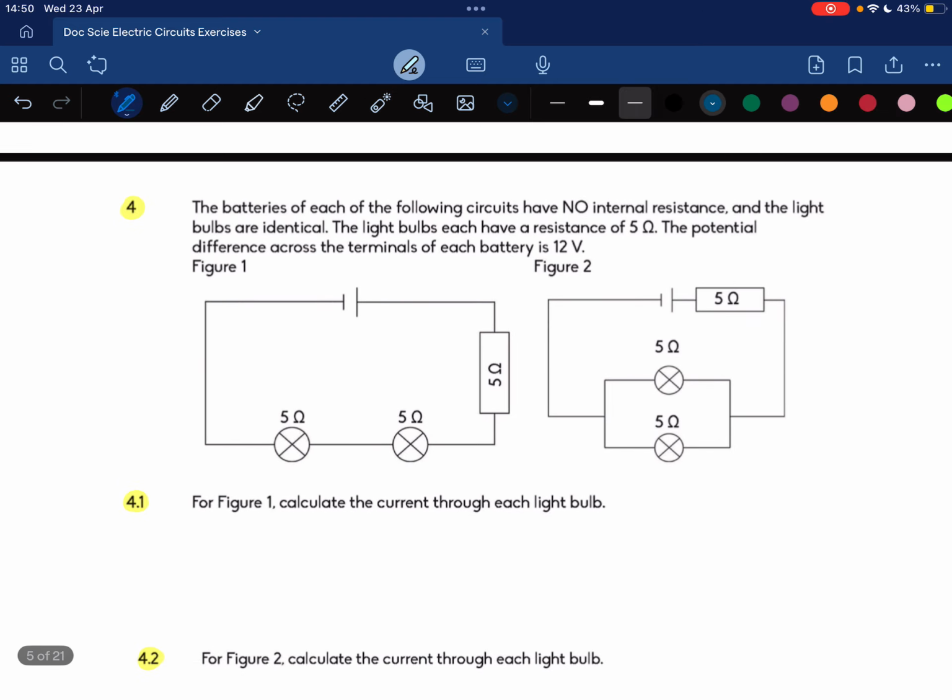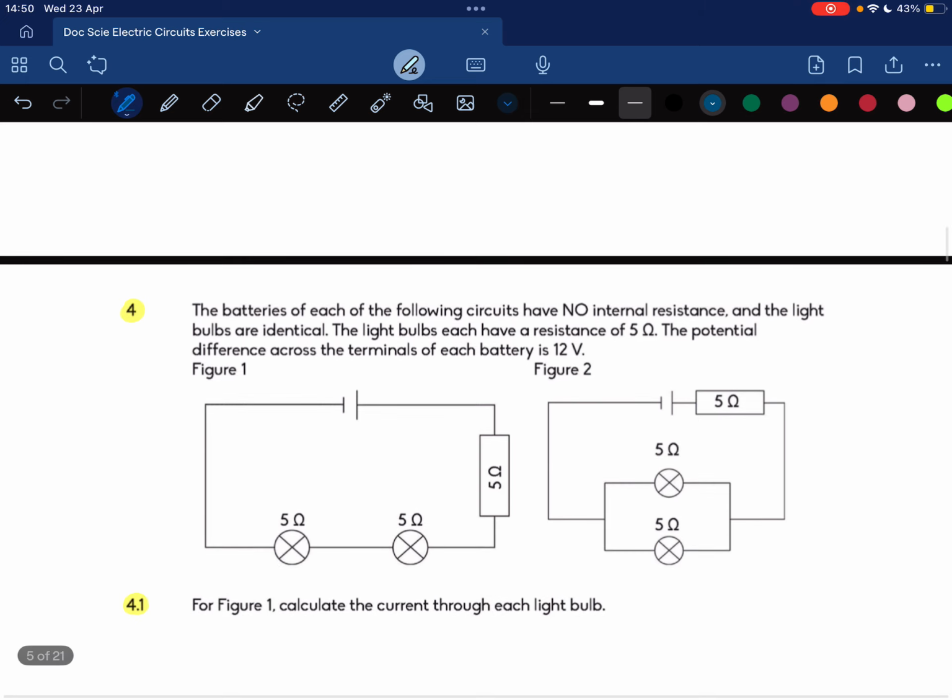Okay, moving on now to combination circuits. So now we're going to be looking at combination circuits, and the date would be the 6th of May.